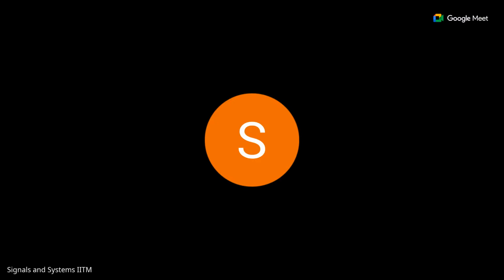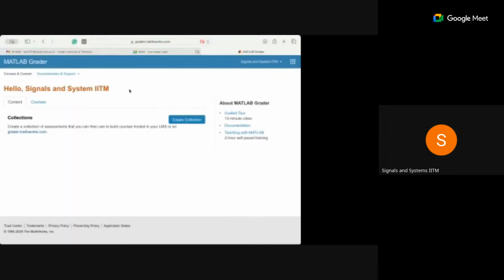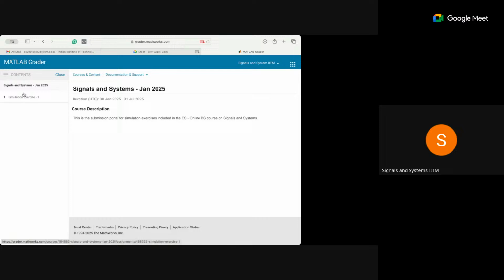Anyway, I will just show you how MATLAB Grader looks, and where you have to write your code and everything. Once you log in, this is how you see the page. You just have to click on courses, and if you have enrolled through mail, then you will get to see the course like this here. So you have to check your mails. I have invited all of you to this particular course, Signals and Systems Jan 2025. If you click on that, on the top left, you will see simulation exercise 1.